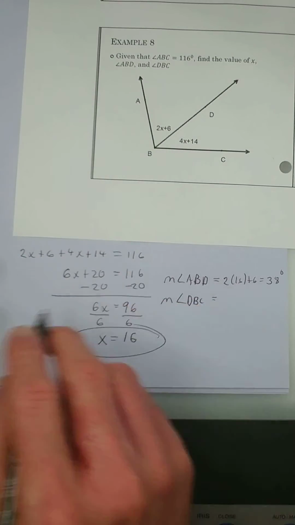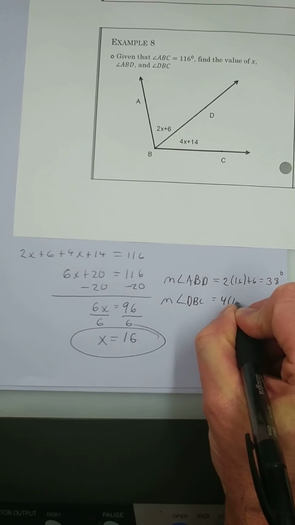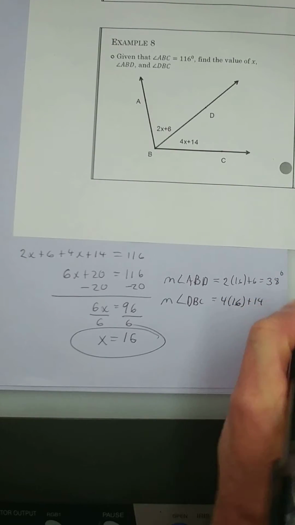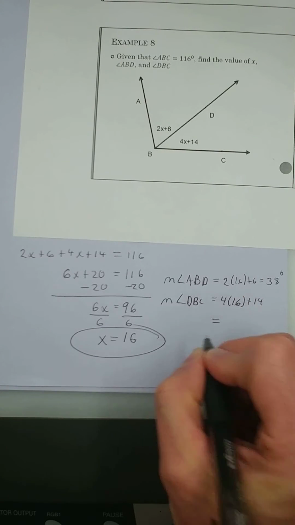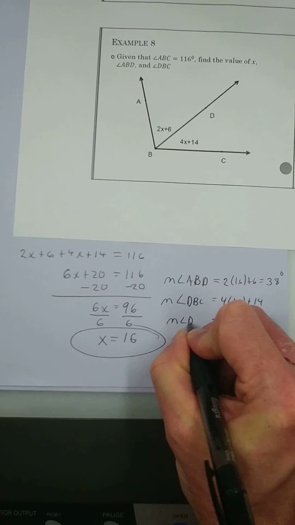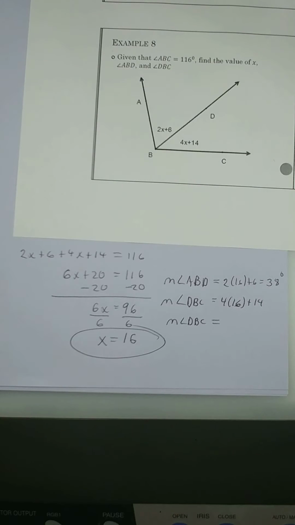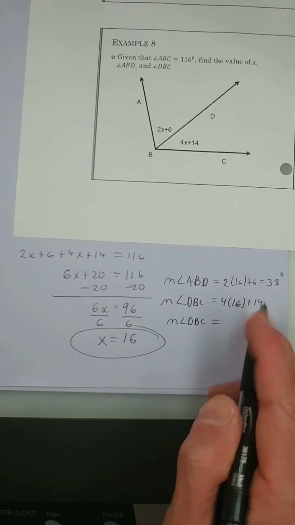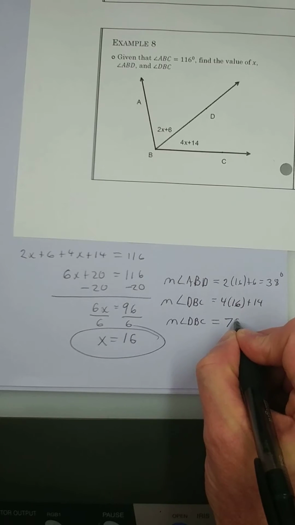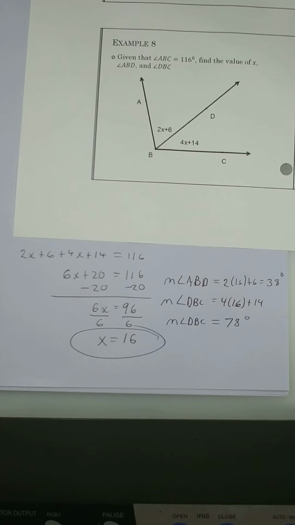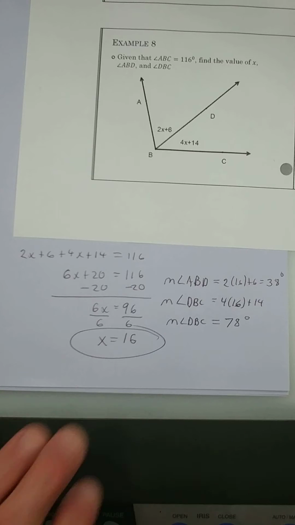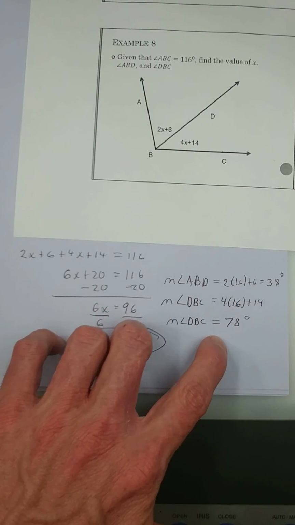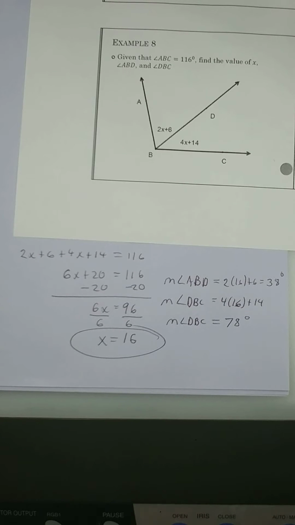Okay, and then the last one will be 4 times 16 plus 14. So 4 times 16 plus 14 will be 64 plus 14 is 78. And yes, those do add up to 116. So that does check. So your answer is X is 16, and then your two angles are 38 and 78.